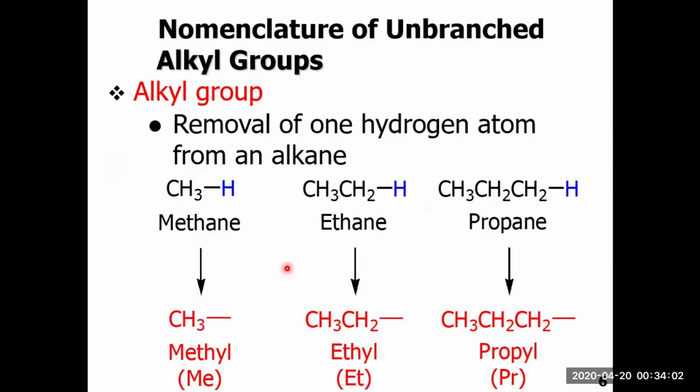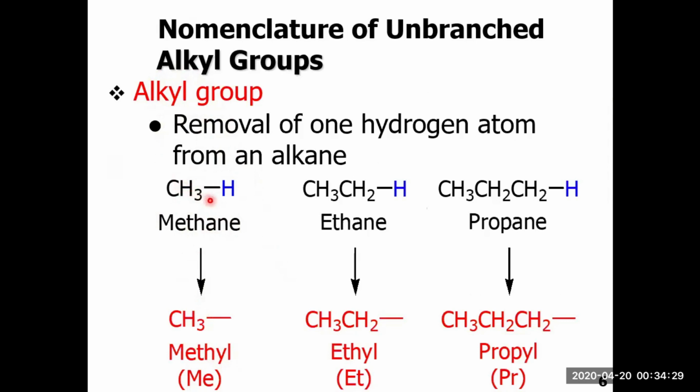Okay, so if we have an alkane and we remove one of the hydrogens, then we will end up with an alkyl group. Okay, so an alkyl group, basically this becomes a branch. For example, how do we give names for this one? So if you have an alkane, we just drop the a-n-e and replace that with yl.